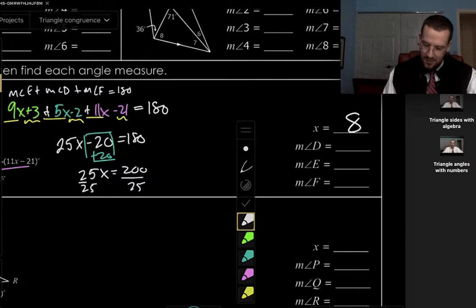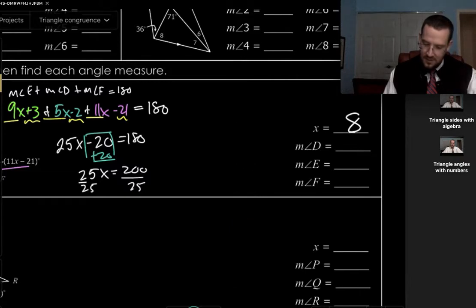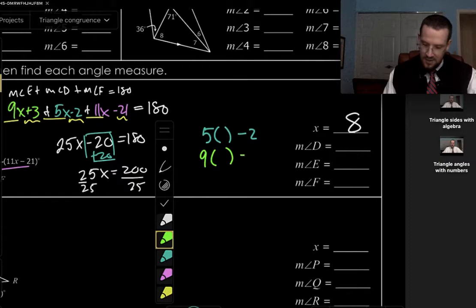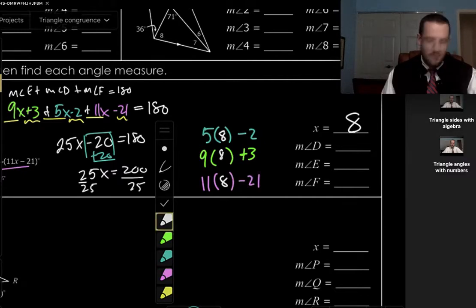The measure of angle D is 5 times x minus 2. The measure of angle E was 9 times x plus 3. The measure of angle F was 11 times x minus 21. So 5 times 8 minus 2 is 38 degrees. 9 times 8 plus 3 is 75 degrees. And finally, the measure of angle F is 67 degrees.